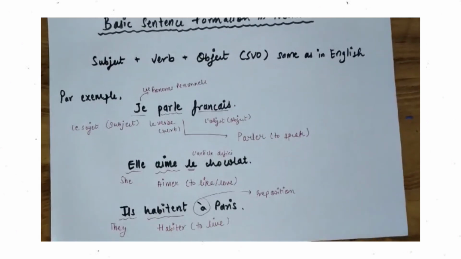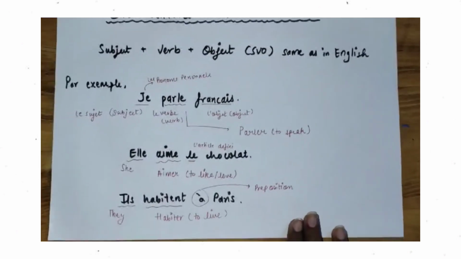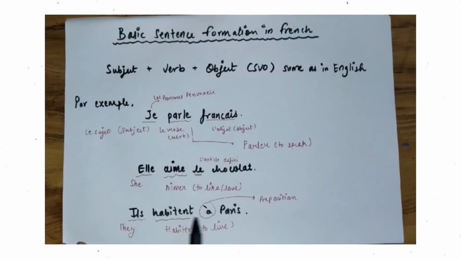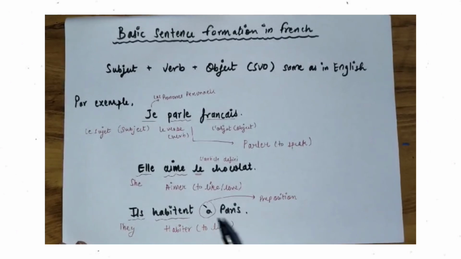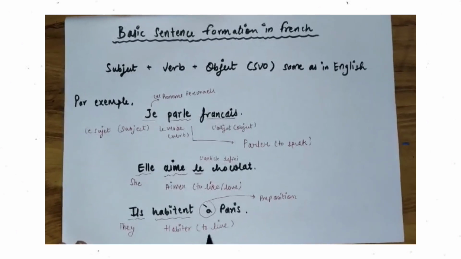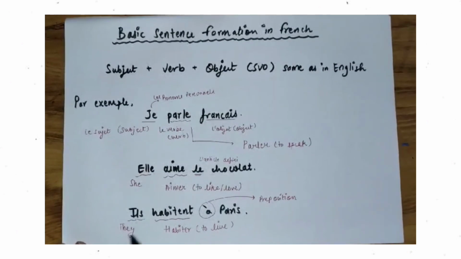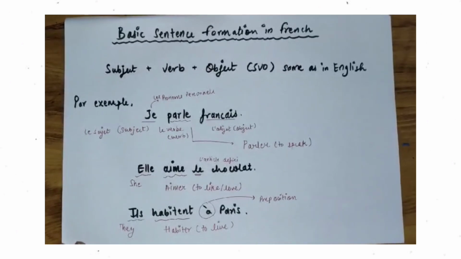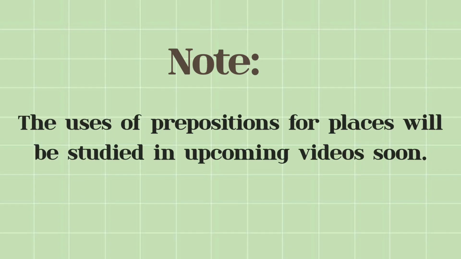Ils habitent à Paris, where ils means they, which is the personal pronoun, and here we have used the verb habiter, which means to live. À Paris is the object. À is a preposition meaning to. In this context, it can be translated as in. So the sentence is they live in Paris.